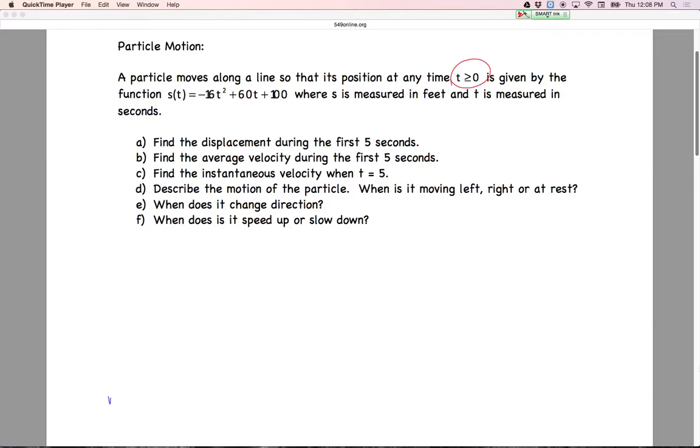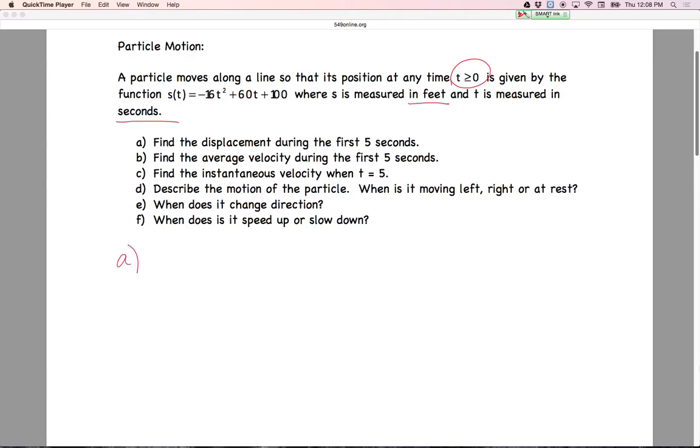All right, a particle moves along a line so that at any time t greater than or equal to 0 its position is given by the function s of t. What have they given you? Position. Where s is measured in feet and t is measured in seconds. All right. Part A, find the displacement of the particle.